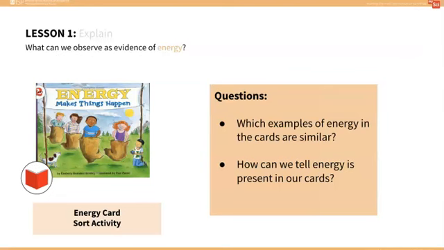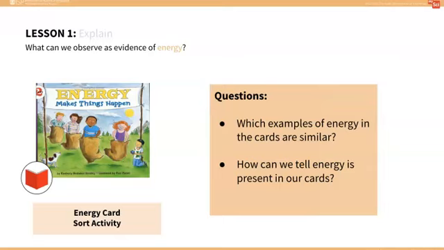After reading the book, ask the class which examples of energy in the cards are similar. Ask students if they can describe what forms or sources of energy that they see in the cards. For differentiation for ELL, you could also allow them to use synonyms for the descriptive keywords. Students should come to understand that energy makes things happen.